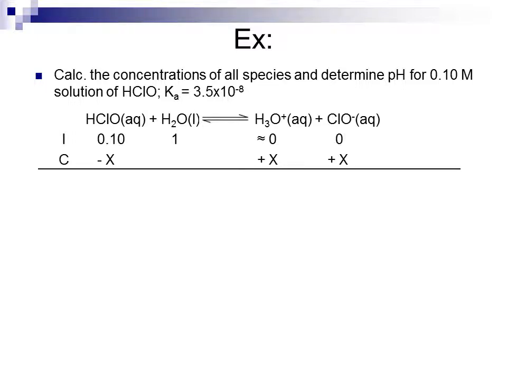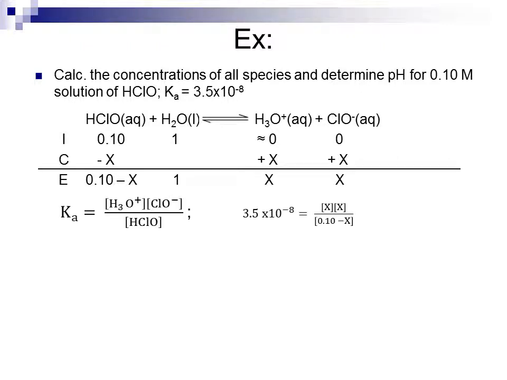The change then loses X amount of hypochlorous acid and gains X amount of hydronium and hypochlorite. The overall equilibrium concentrations then are 0.1 minus X and X respectively. Plugging this into our equilibrium expression, our Ka value is 3.5 times 10 to the negative 8. We have H3O+ at X, ClO- is X, and HClO is 0.1 minus X.